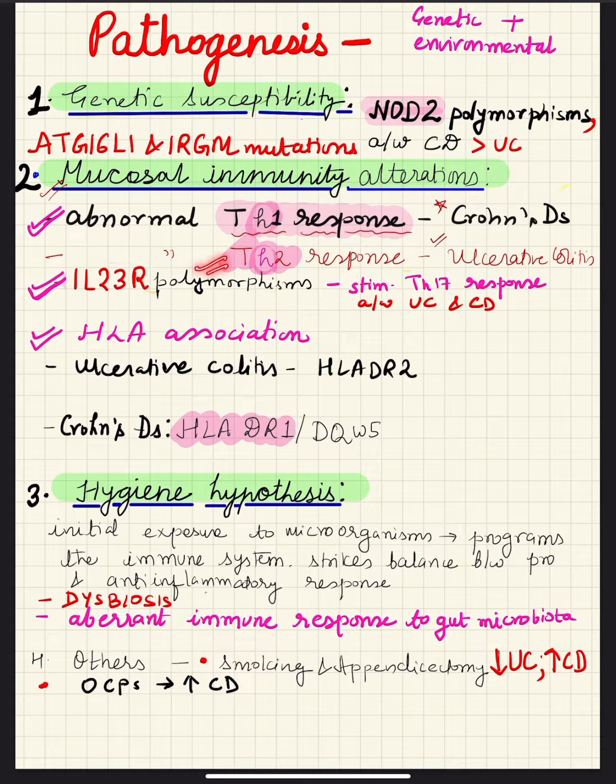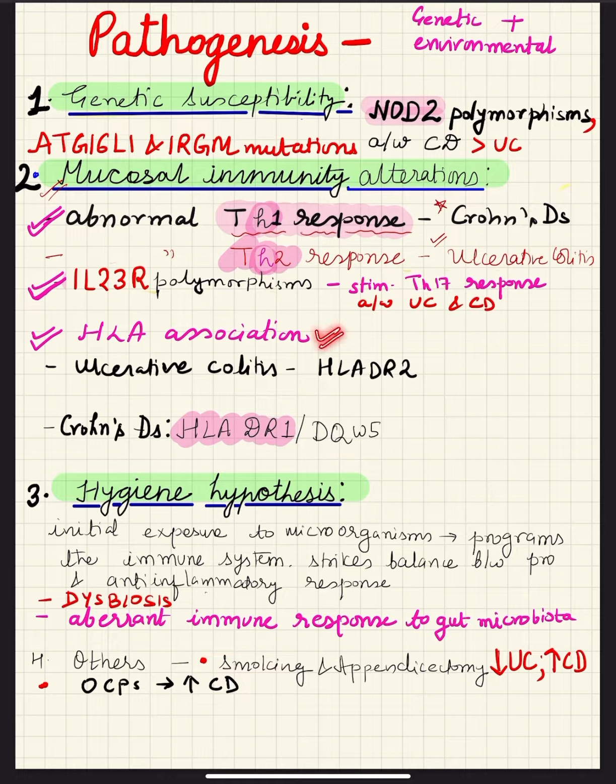When there is abnormal T helper 2 cell response, then that results in ulcerative colitis. It is associated with ulcerative colitis. Then there are interleukin 23 receptor polymorphisms, which can be seen in both ulcerative colitis and Crohn's disease. Interleukin 23 receptor mutations stimulate the Th17 response, and in the Th17 response there is neutrophilic infiltration. We also know that neutrophilic infiltration is more commonly seen in ulcerative colitis. So interleukin 23 receptor polymorphisms are also more common with ulcerative colitis as compared to Crohn's disease.